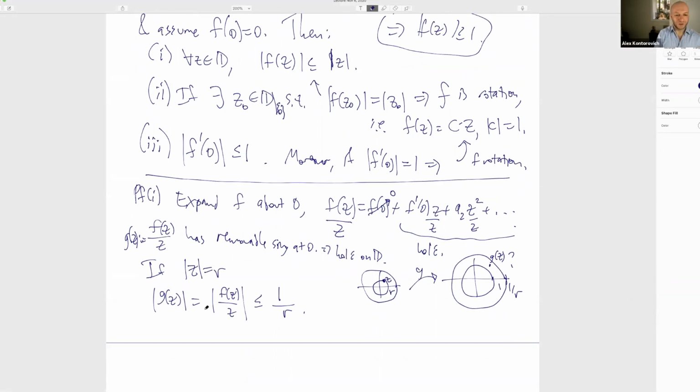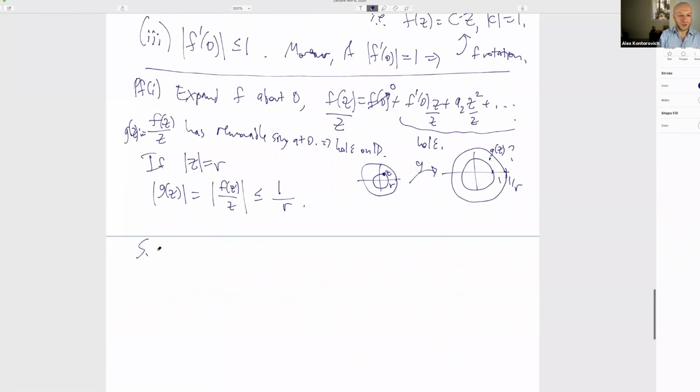And this is true for all z on this boundary. So g of z restricted to the boundary of the disk of radius r about the origin, in absolute value, is bounded by some number. So by the maximum modulus principle, in the interior, it's strictly smaller.